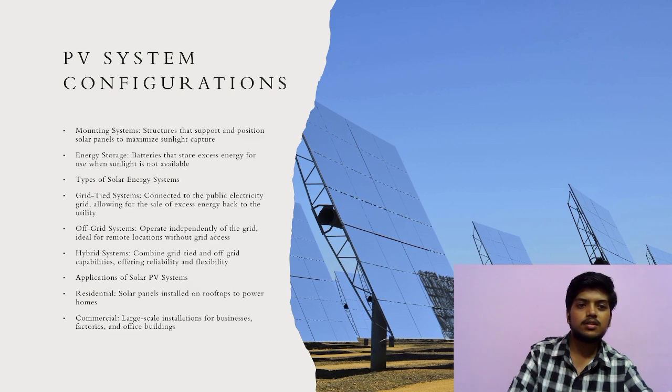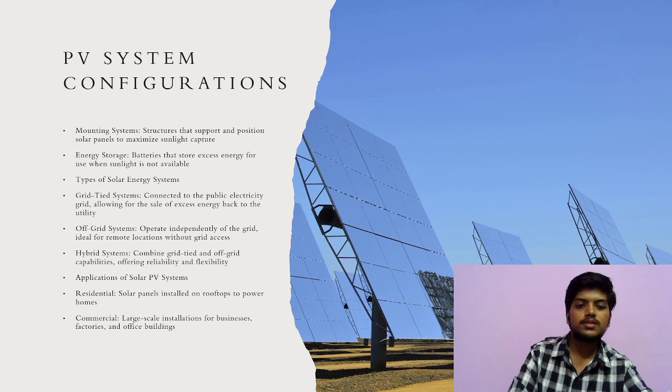Mounting system: structures that support the position of solar panels to maximize sunlight capture. Energy storage: batteries that store excess energy for use when sunlight is not available. Grid-tied systems are connected to the public electricity grid, allowing for the sale of excess energy back to the utility. Off-grid systems operate independently of the grid, ideal for remote locations without grid access.